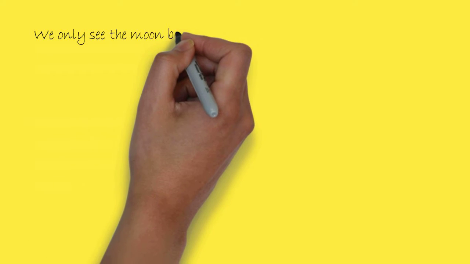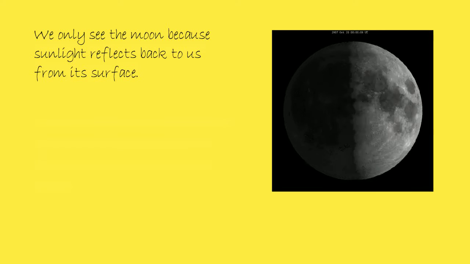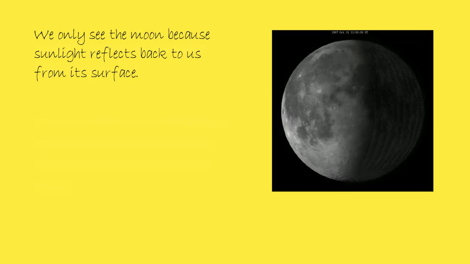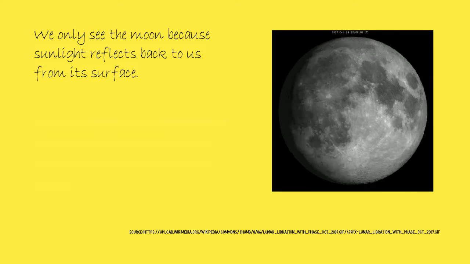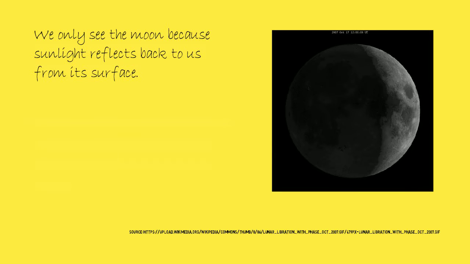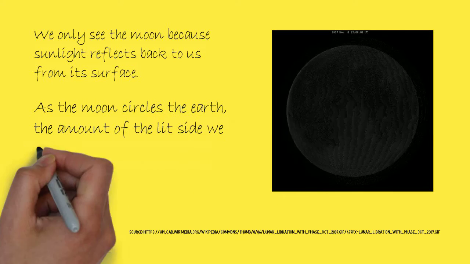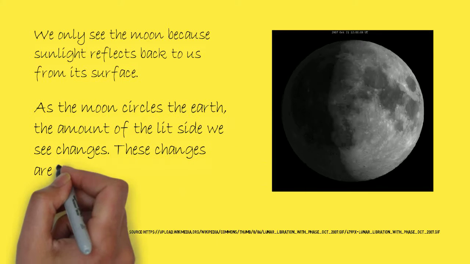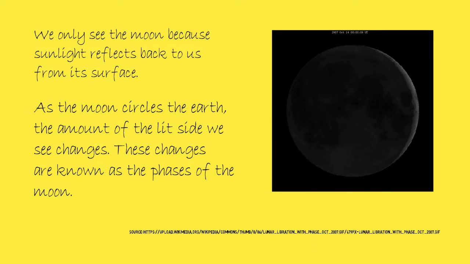We only see the moon because sunlight reflects back to us from its surface. During the course of a month, the moon circles once around the earth. If we could magically look down on our solar system, we would see that the half of the moon facing the sun is always lit, but the lit side does not always face the earth. As the moon circles the earth, the amount of the lit side we see changes. These changes are known as the phases of the moon, and it repeats in a certain way over and over.